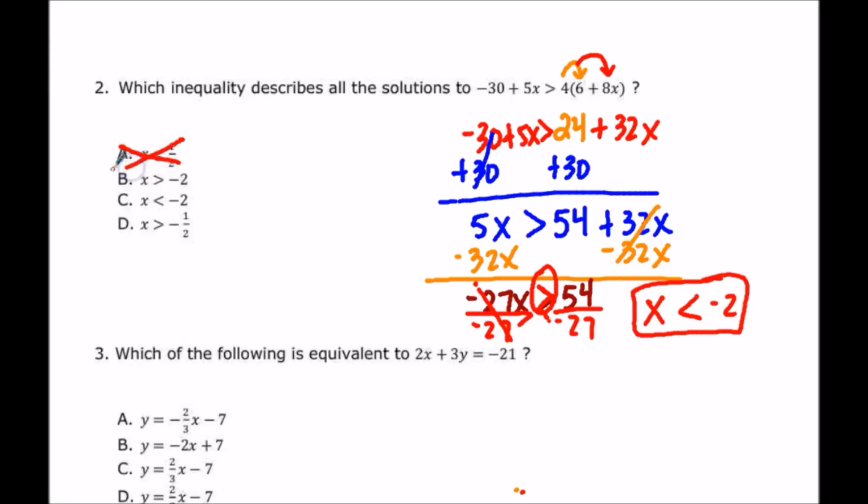X is less than 1/2, that's definitely not it. X is greater than negative 2. It would have been that answer if I forgot to flip. X is less than negative 2, that checks, but I'm going to check all the answers. And this says x is greater than 1/2, so my answer here is C.